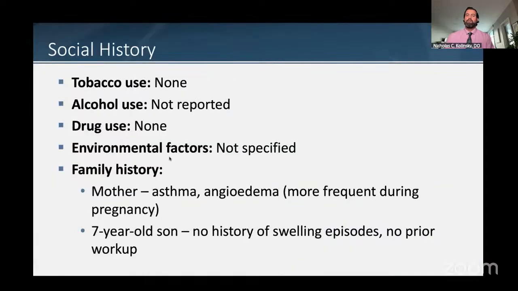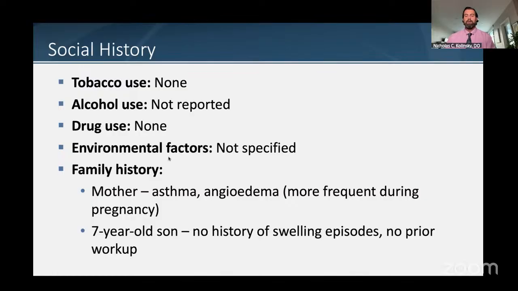So moving on to her social history, she's not a smoker. She doesn't really drink too much. She doesn't use any illicit drugs. She has no specific environmental factors that seem to trigger her angioedema episodes. Now, this is extremely important. Her mother has a history of asthma and recurrent angioedema that seemed to be worse during pregnancy.